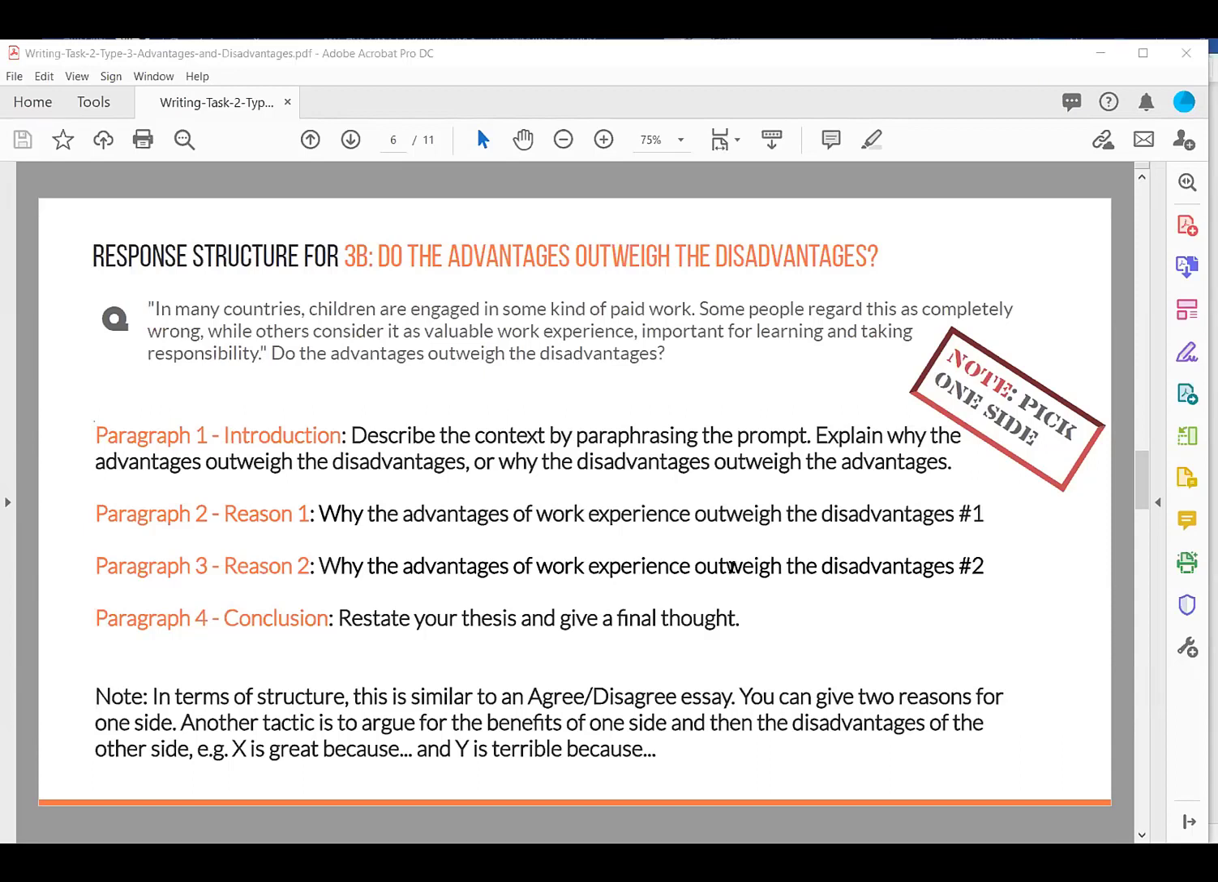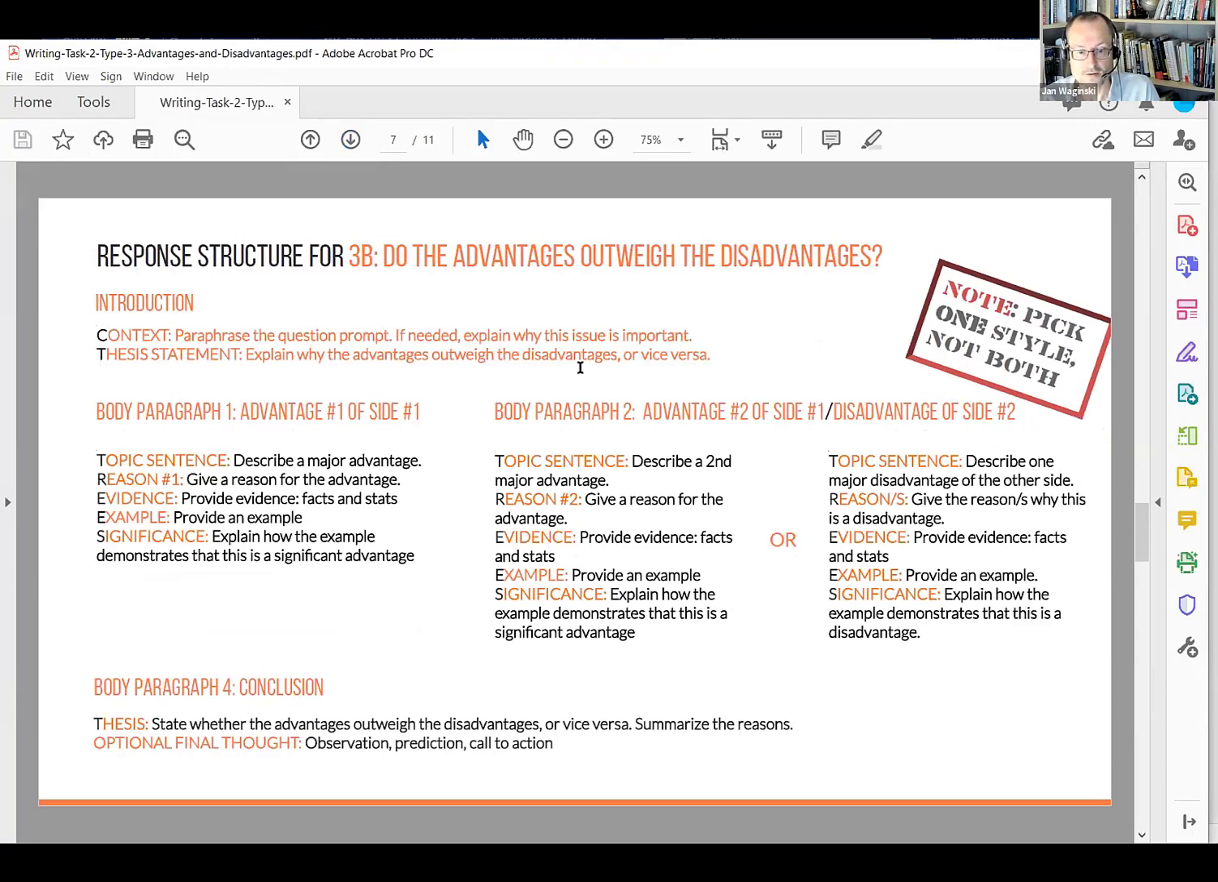So it's kind of the same thing, but with a twist. So the advantage of one side and the disadvantage of the other side is the same thing as giving two reasons in favor of one side. Okay, and you've got a representation here. So don't pick both, just do one. So body paragraph 1 is the first advantage of side number 1. And then body paragraph 2 could be advantage number 2 of side number 1. Or it could be the disadvantage of side number 2.